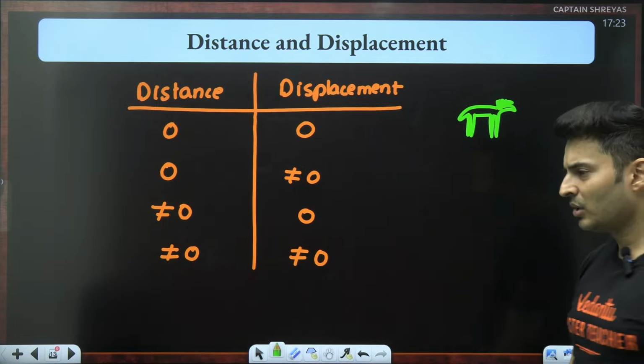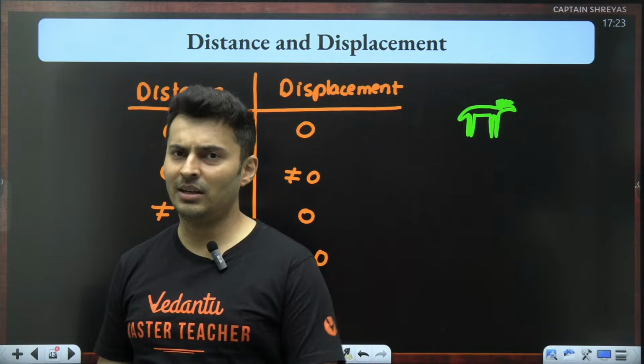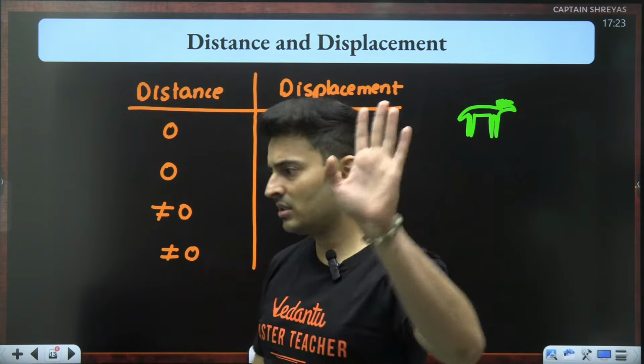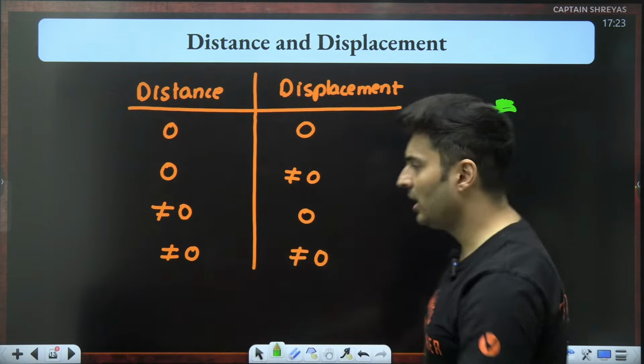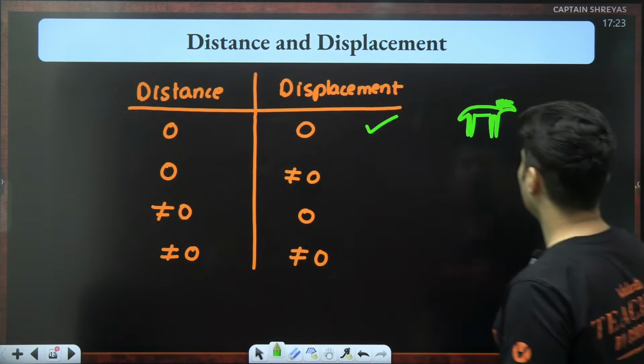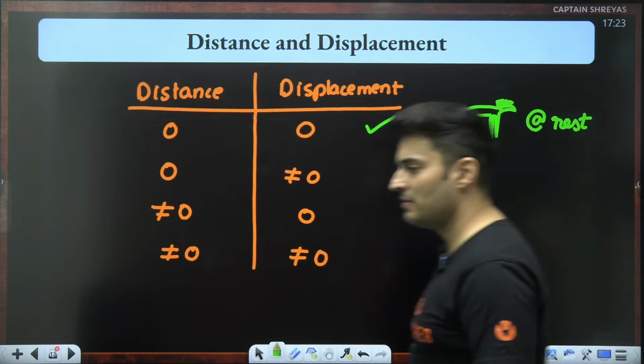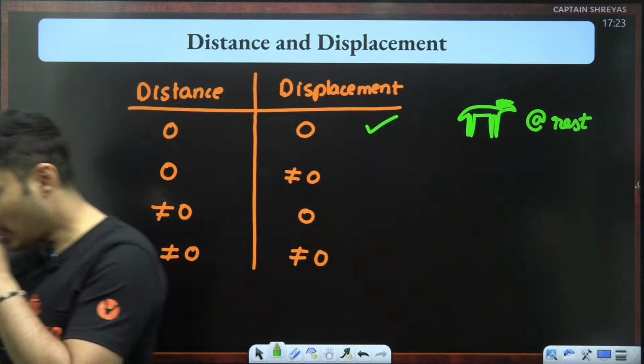Very simple animal. No NEET 24, no scam, no cheating, no NEET 25, no taking drop. Just stay there. A donkey can just stay there at the same place. So distance and displacement both are 0. This is possible. So this is basically donkey at rest. Definitely it is possible.